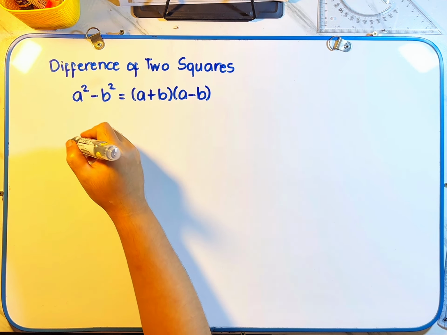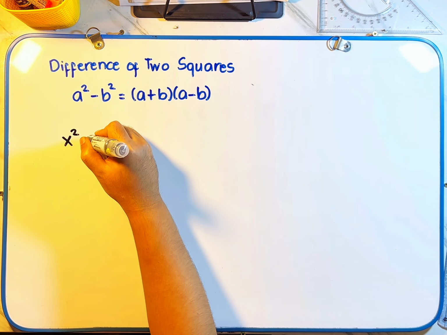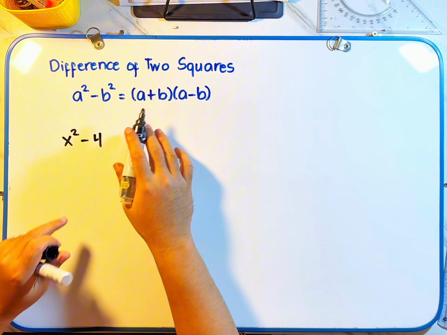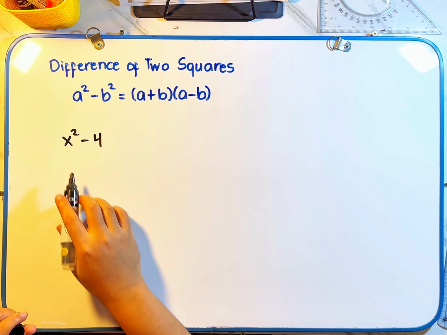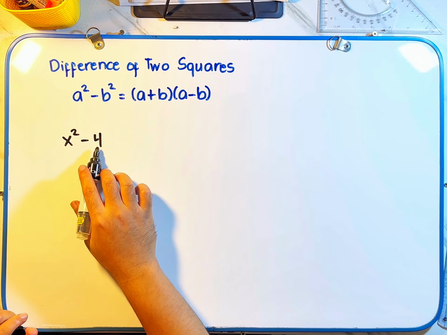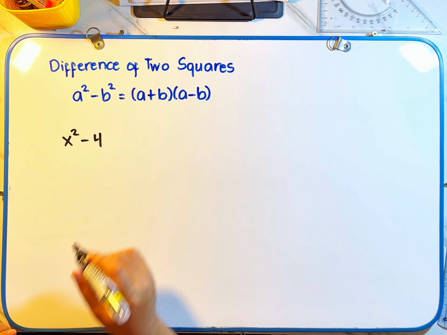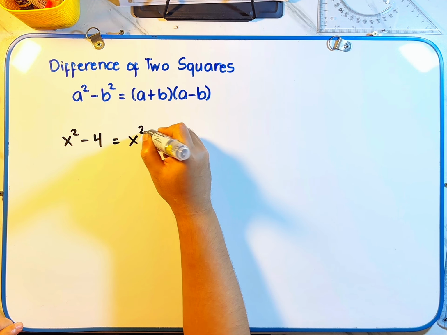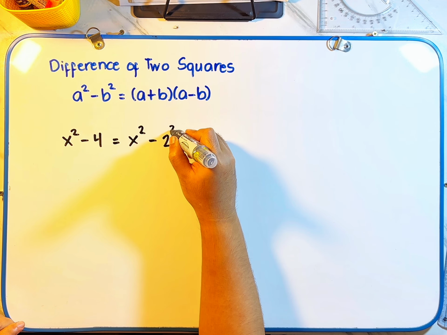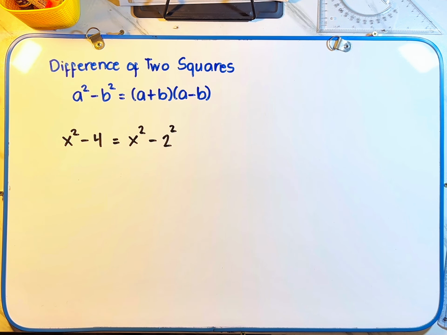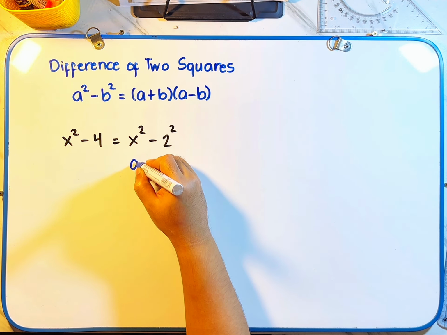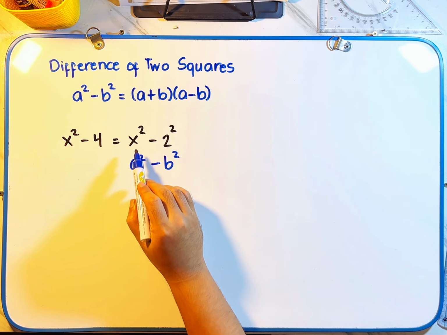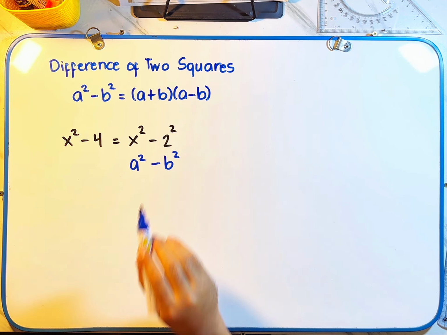Say, let's factor x squared minus 4. Okay, so this is an application of difference of two squares. Why? Because x squared is a square and 4 is also a perfect square, because we can rewrite this as x squared minus 2 squared. Okay? So in essence, this is in the form of a squared minus b squared, wherein a is x, b is 2.